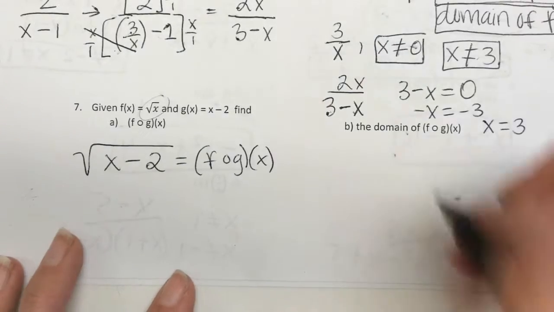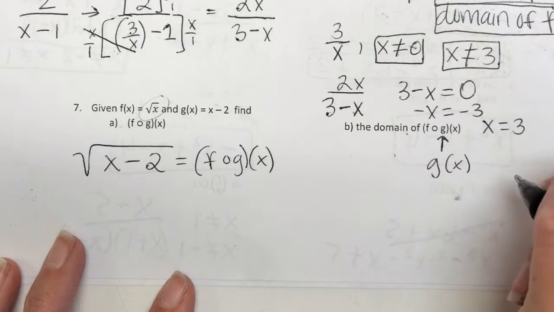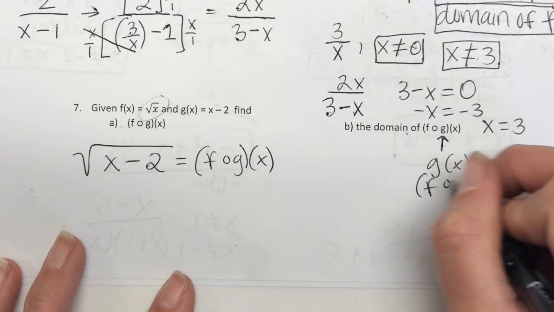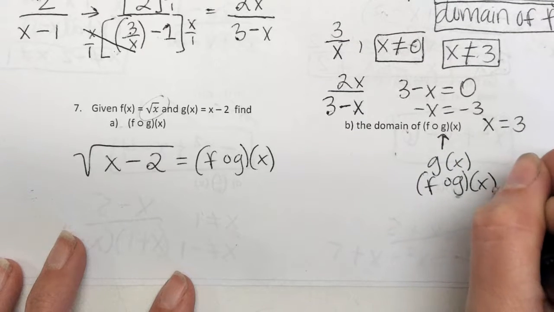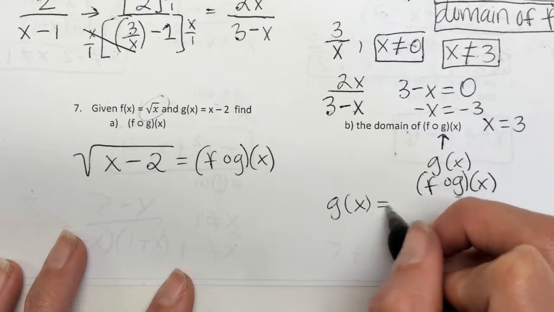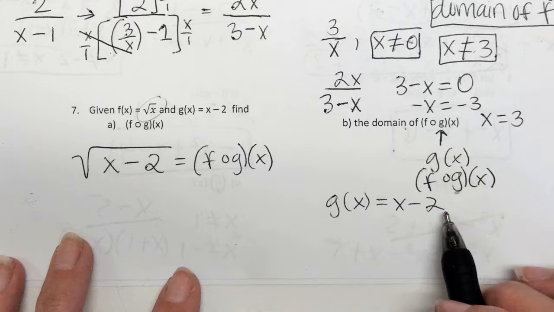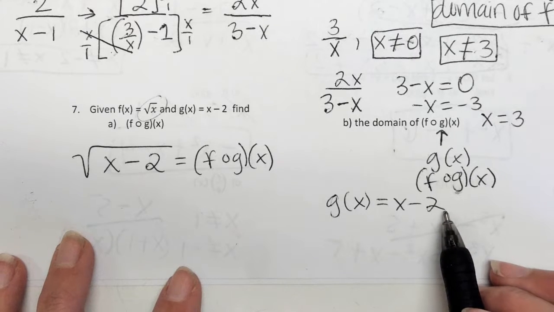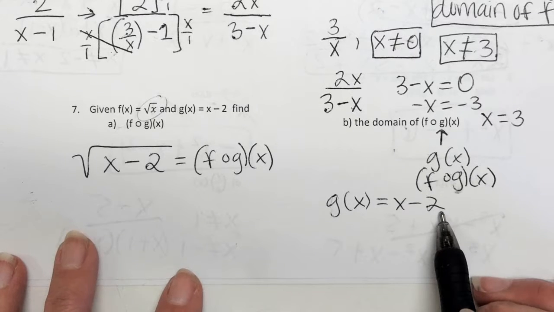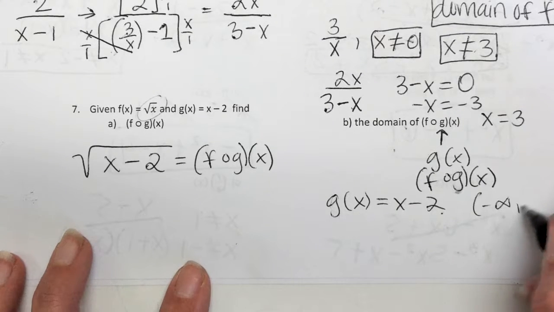Now for the domain, always find the domain of the last letter. So we need to find the domain of g of x and f of g of x. So g of x is x minus 2. Notice how there's no x in the denominator, plus there's no radical. So the domain for this function would be negative infinity to positive infinity.